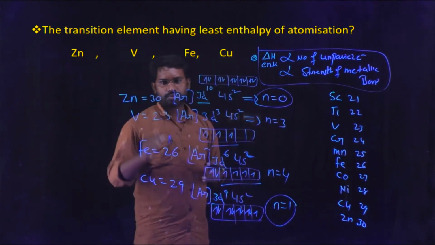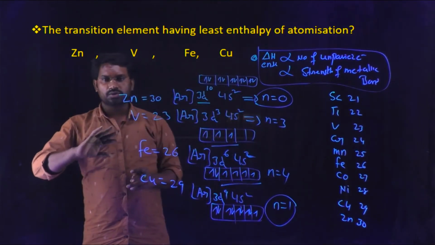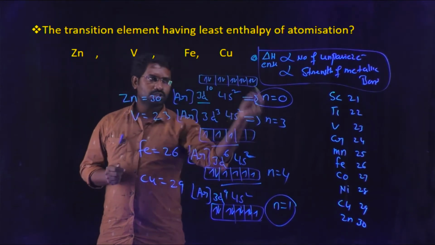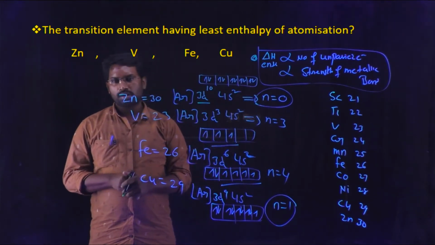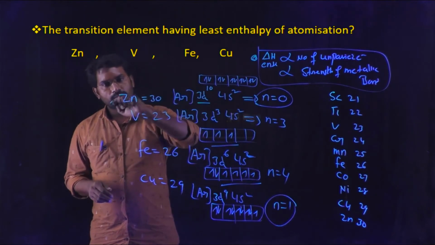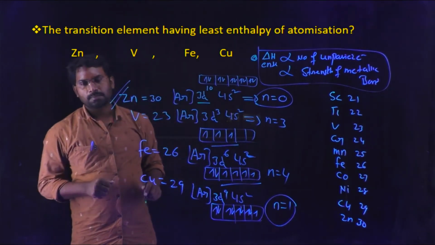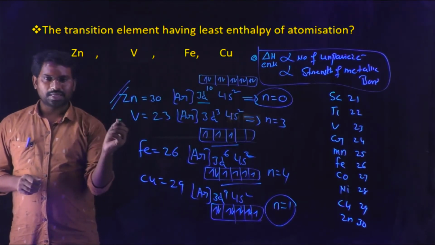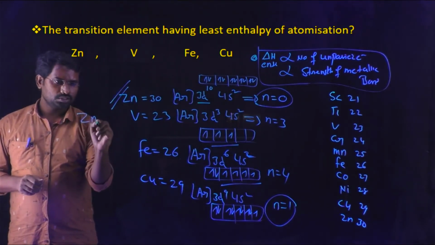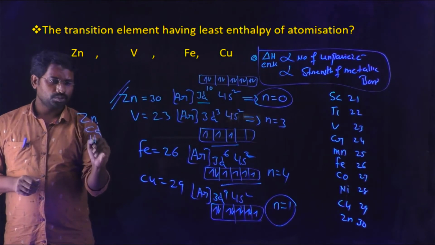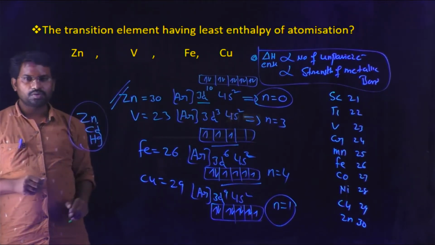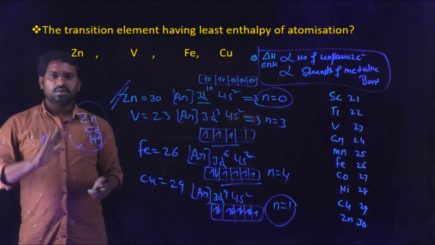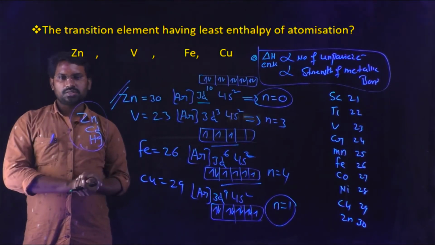By observing the electron configuration of these 4 atoms, zinc is the least priority because the number of unpaired electrons is 0, but zinc cannot be considered as a transition element. There is an exemption in case of zinc, cadmium and mercury. They belong to d block elements, but they cannot be considered as transition elements.